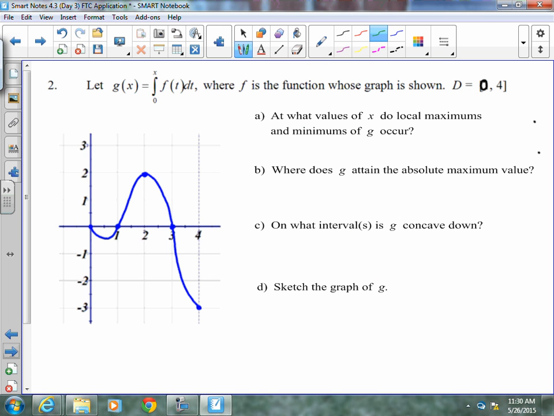Let g of x equal the integral from 0 to x of f of t dt. So g of x is the area underneath, where f is the function whose graph is shown. Domain being 0 to 4. At what values of x do local maximums occur?